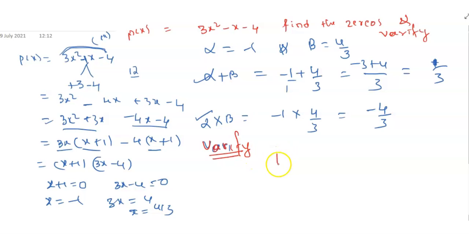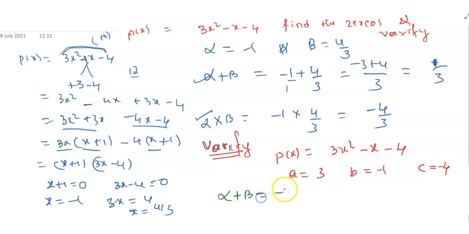For verification, let's take the polynomial back. It is 3x square minus x minus 4. Now let's write down the values: a is 3, b is minus 1, c is minus 4. Let's find the sum of zeros and product of zeros. Alpha plus beta is equal to minus b upon a. So minus b, what is the value of b? That is minus 1, upon a is 3. So minus into minus is plus, so 1 upon 3. Here also 1 upon 3, here also 1 upon 3. I hope you are getting this.